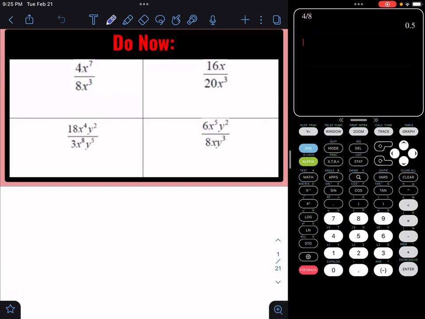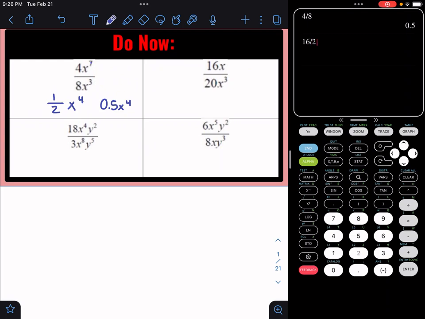That would just be 0.5 or 1/2. Then we have x, and we subtract the exponent. 7 minus 3 is 4. So our answer is either this or 0.5 x to the fourth. Either one works. All right, let's look at the next one.